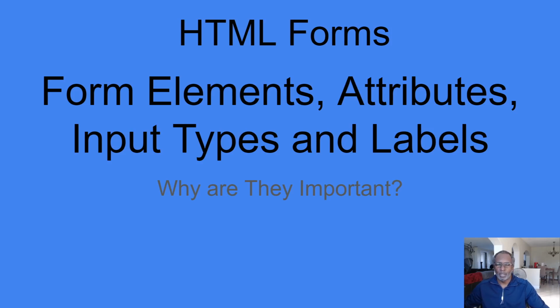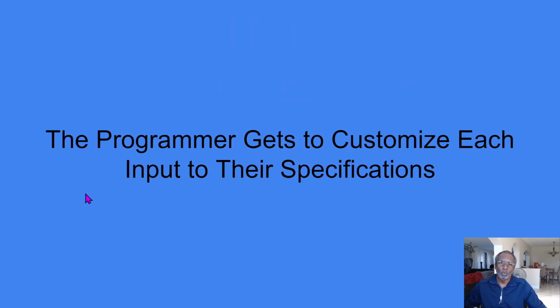All right, let's talk about HTML forms. In particular, each input box on a form has available elements, attributes, input types, and labels. And we're just going to quickly talk about why they are important. So let's get started. Number one has to deal with programmer control.